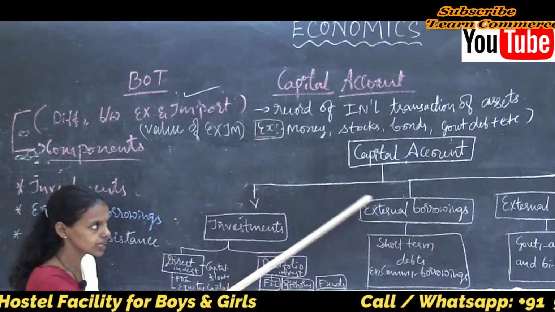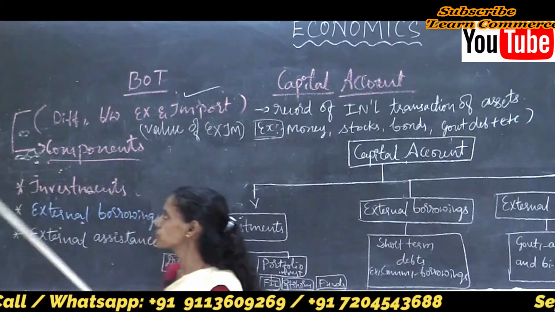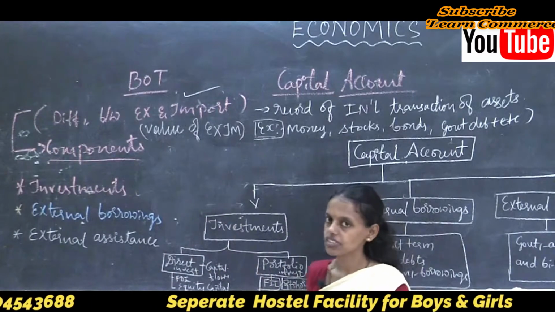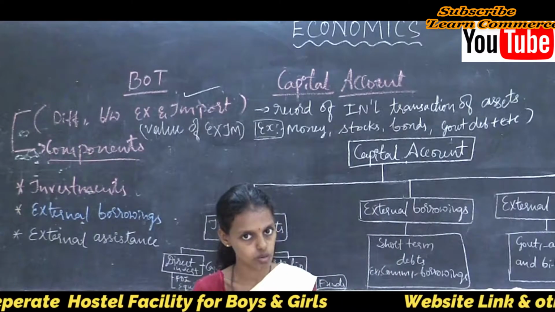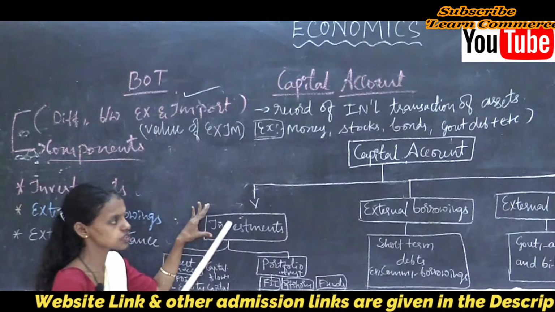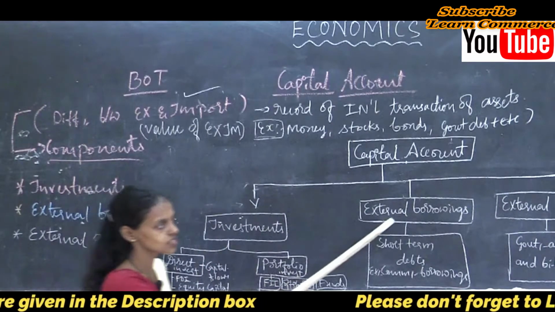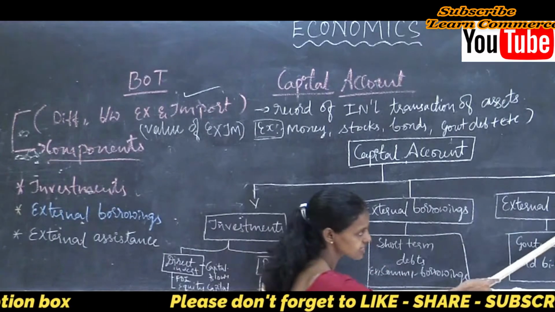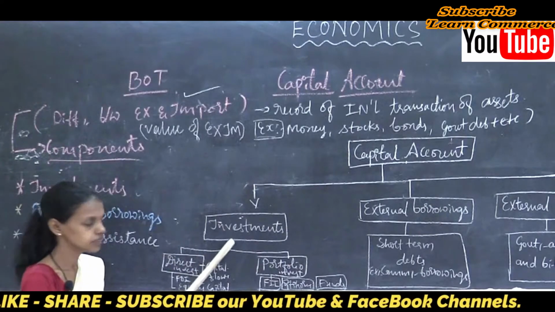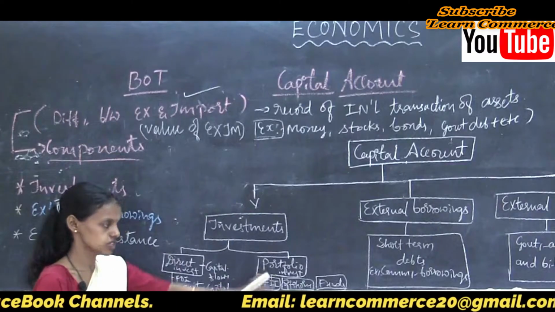So capital account mainly includes three main components as I said before. First one investment, second one external borrowings, third one external assistance. Three main components, and in them there are sub components. So see through the chart, it is very easy to remember. What is this investment? Investment includes direct investment and portfolio investment.